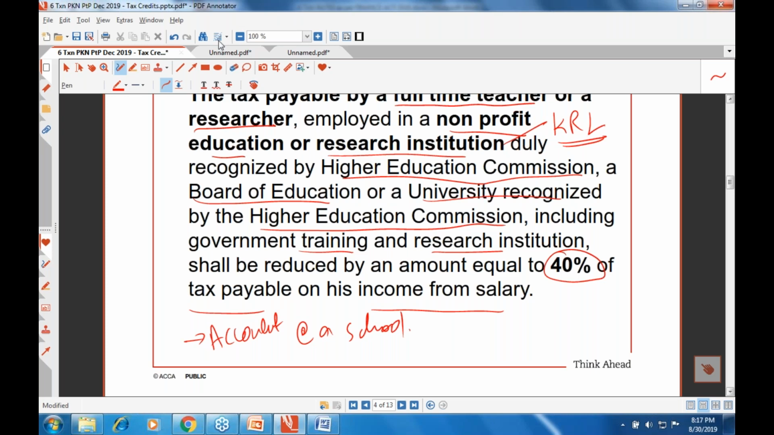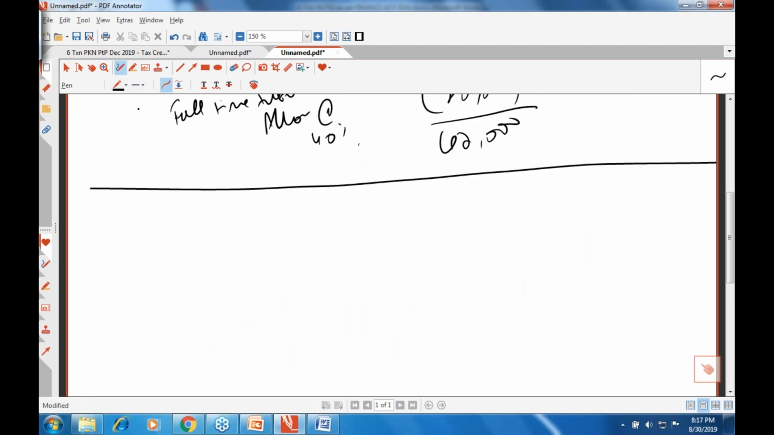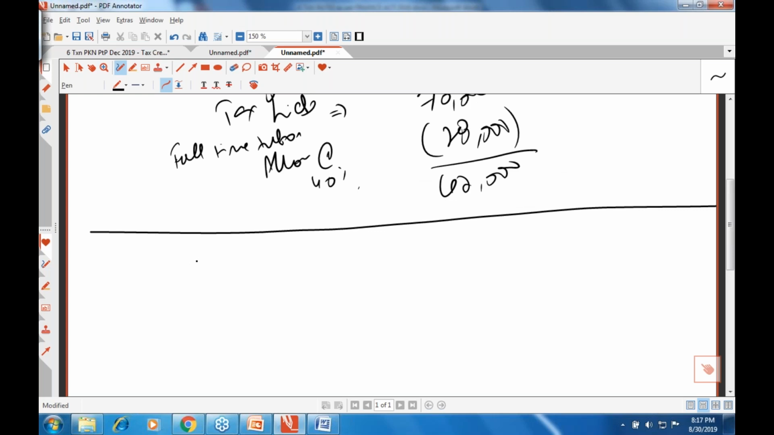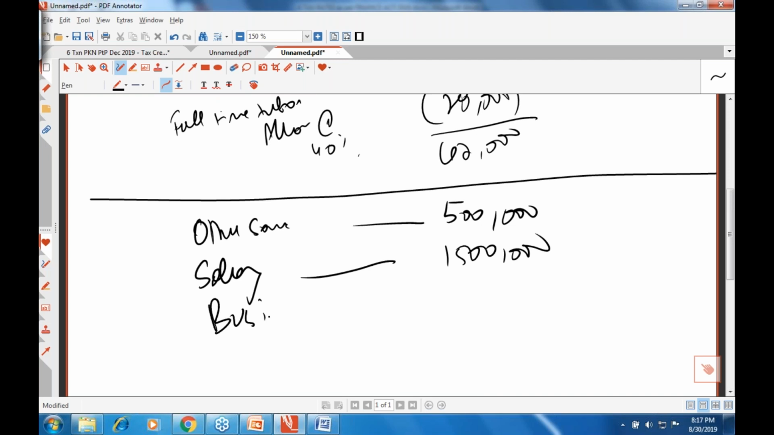Now, there's another concept that needs to be understood with respect to this full-time teacher or researcher tax credit. Assume that you have income from other sources of, let's say, 500,000. You have income from salary of, let's say, 1.5 million. You also have some business from which you have earned 500,000 more. So in total, your total income is 2.5 million.